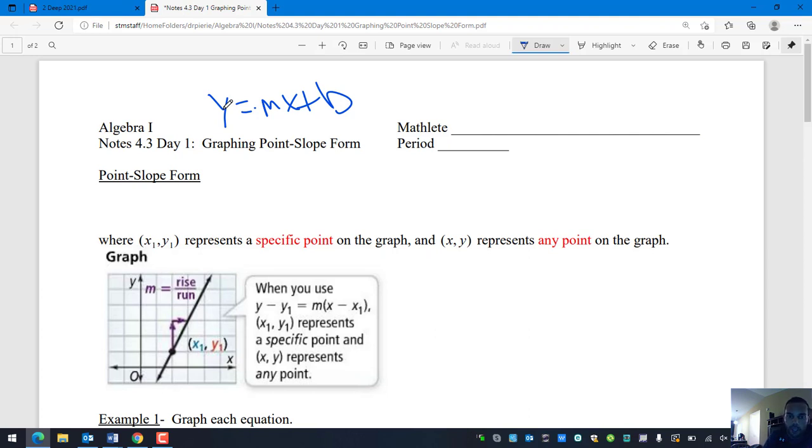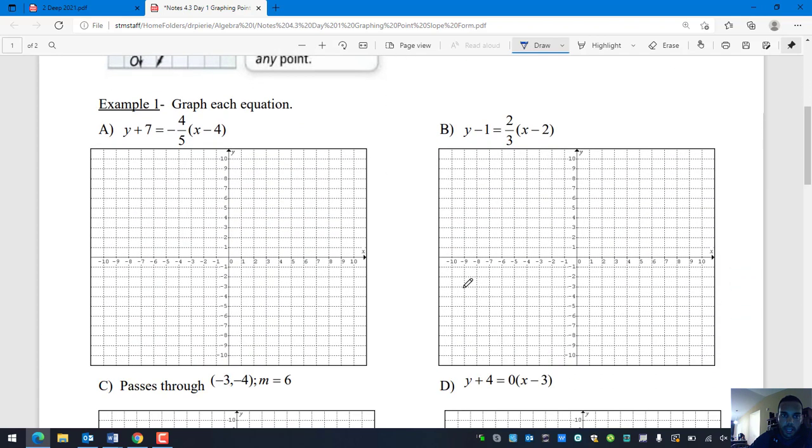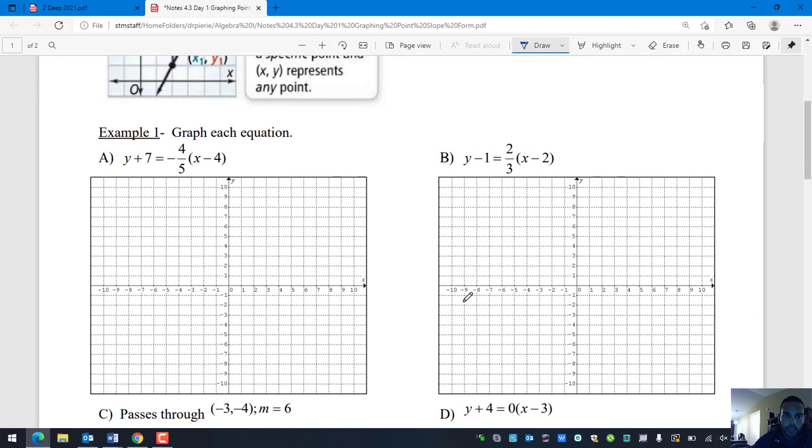Okay, and what is that formula? It is y minus y1 is equal to m times x minus x1. When you have something in this format, it looks like a line. Now we need to be able to graph a line that is in this format. So let's look at some examples.